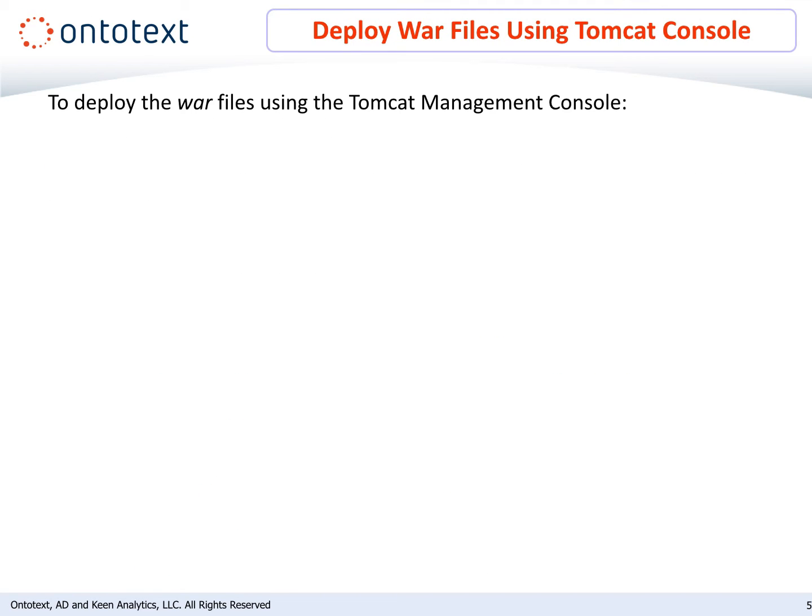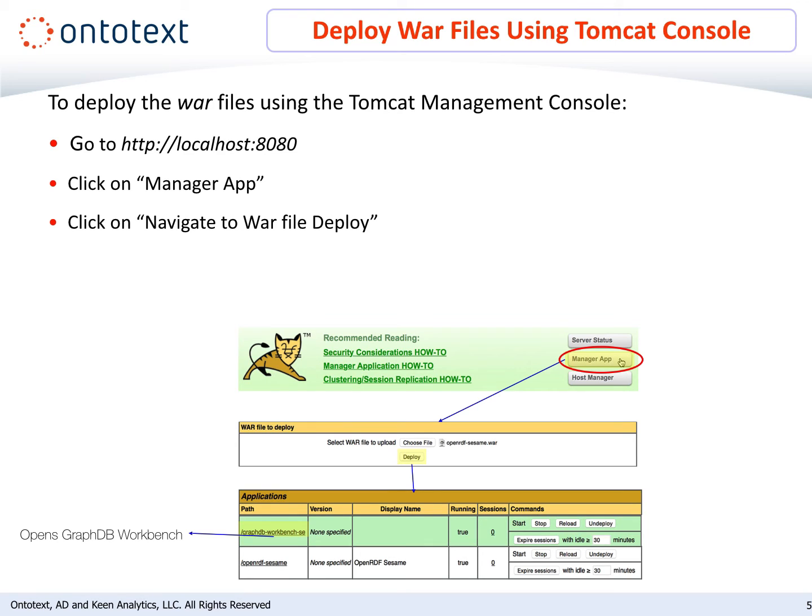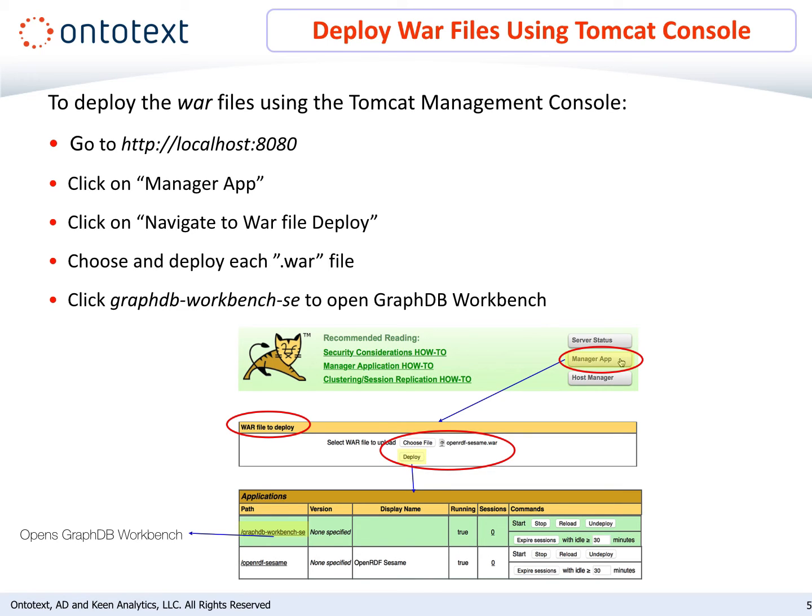It's convenient and easy to deploy the WAR files directly from Tomcat using the Tomcat Management Console. Simply go to http://localhost:8080. Click Manage Your App. Then, for each of the WAR files, click on Navigate to WAR File Deploy. Choose and deploy the WAR files. After you have finished deploying the WAR files, click GraphDB Workbench SE to open GraphDB Workbench.